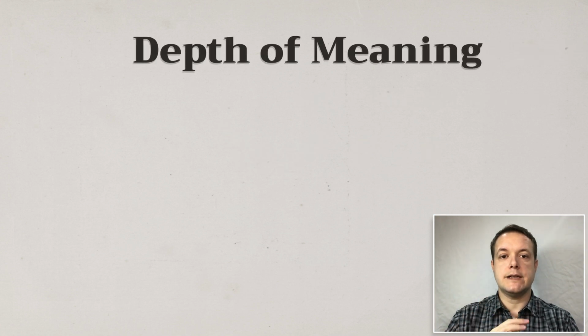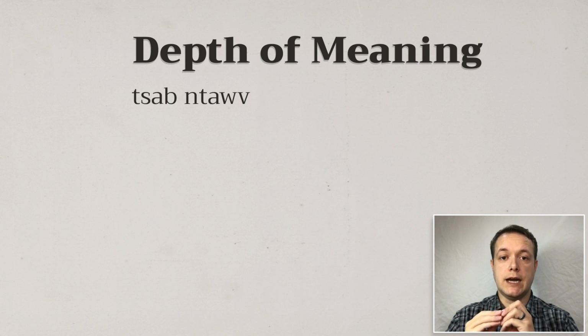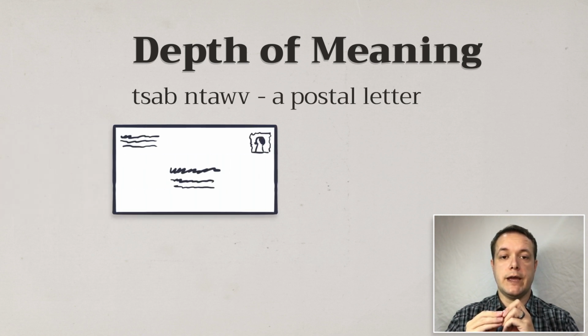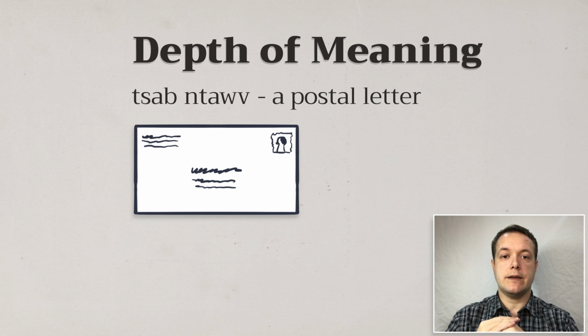So secondly, a noun classifier can add depth of meaning. Well, let's take the word ndao. Ndao, for example, can mean letters, it can mean paper. When we add different noun classifiers before it though, it gives it more specific meaning related to that same thing. So for example, cha ndao refers to a postal letter. Cha is used as a classifier for postal letters.